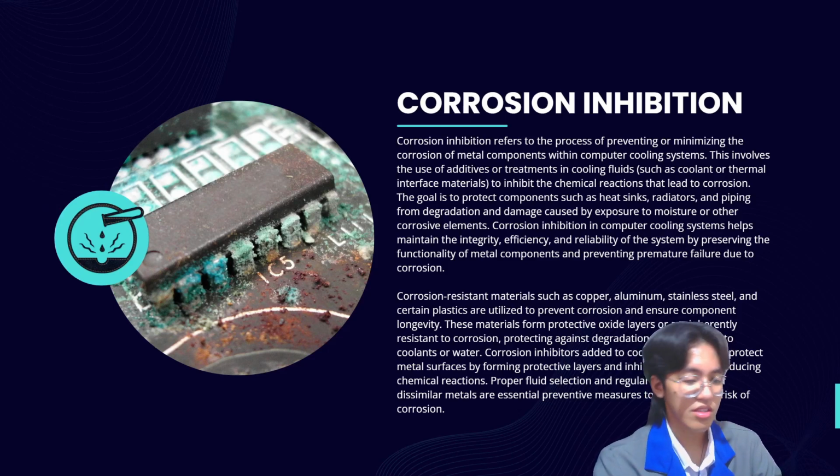Corrosion-resistant materials such as copper, aluminum, stainless steel, and certain plastics are utilized to prevent corrosion and ensure components' longevity. These materials form protective oxide layers resistant to corrosion. Corrosion inhibitors added to cooling fluids further protect the metal surfaces by forming protective layers and inhibiting corrosion-inducing chemical reactions. Proper fluid selection and regular maintenance of dissimilar metals are essentially preventive measures to minimize the risk of corrosion.